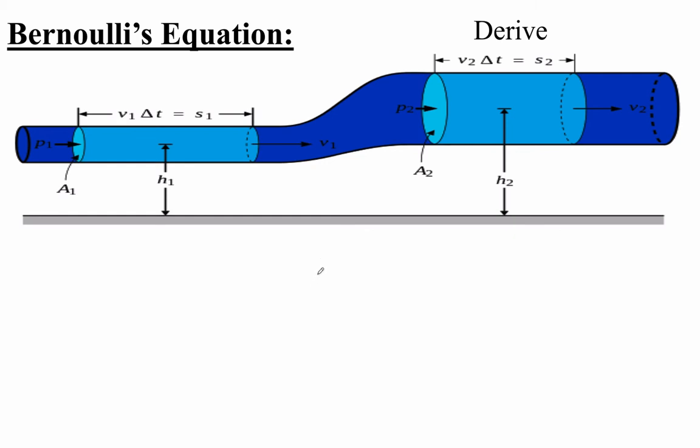Let's derive Bernoulli's equation here. Essentially what we're saying is if we've got a chunk of water that's here and that water later is here, the energy it had here is equal to the energy that it has here. This is just straight up conservation of energy, right?